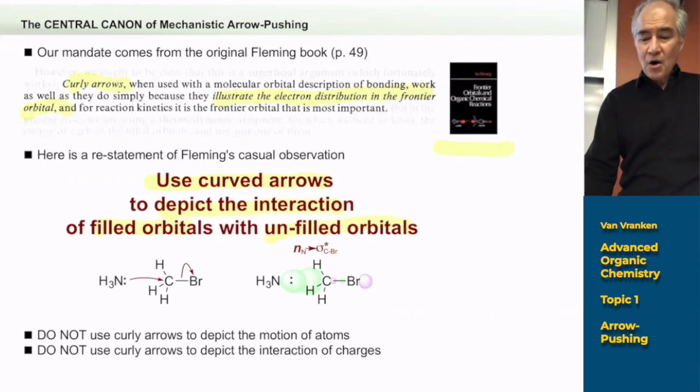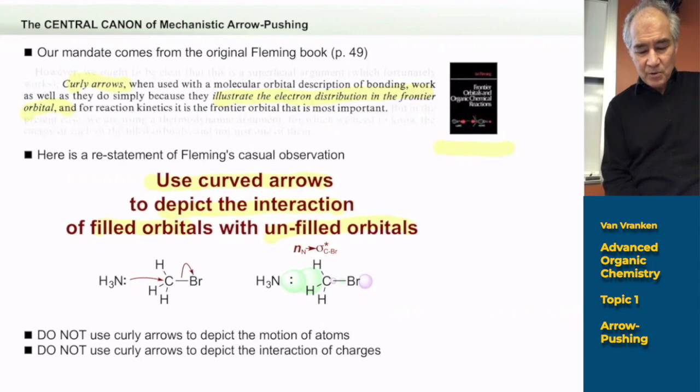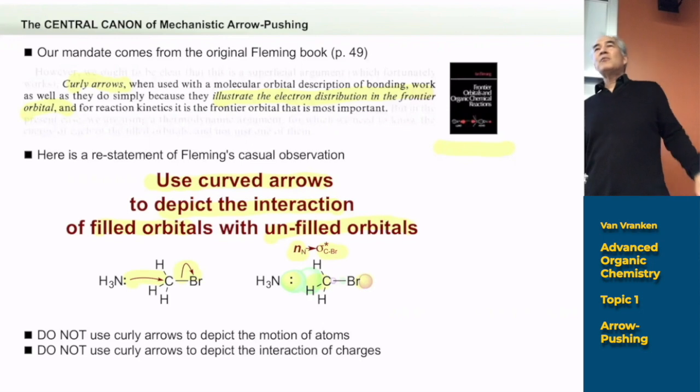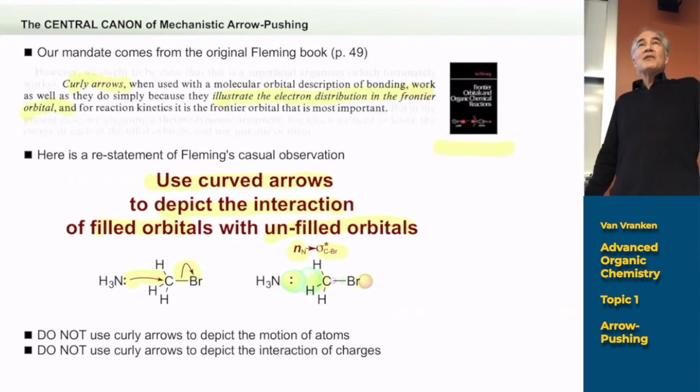So when you draw a curved arrow that looks like this with ammonia doing an SN2 reaction on methyl bromide, what you're really saying is that the non-bonding orbital on ammonia is interacting with the anti-bonding sigma star orbital for the carbon-bromine bond. That's what those curved arrows mean. Now we're just going to draw the curved arrows, but if you ever have to go deeper, we've got some powerful tools to go deeper than that.